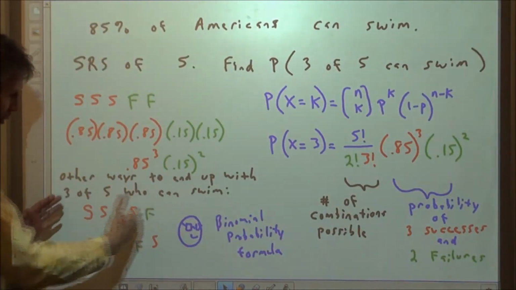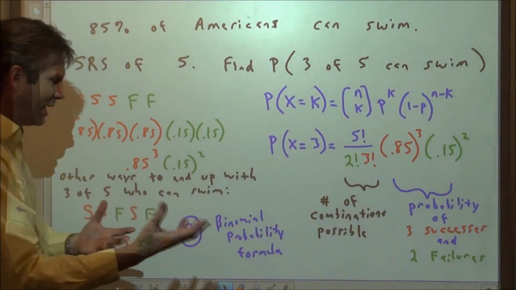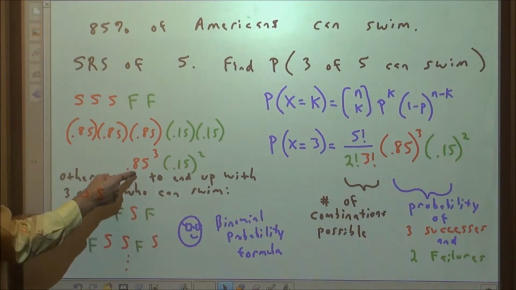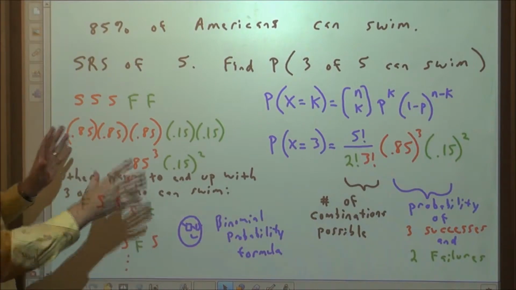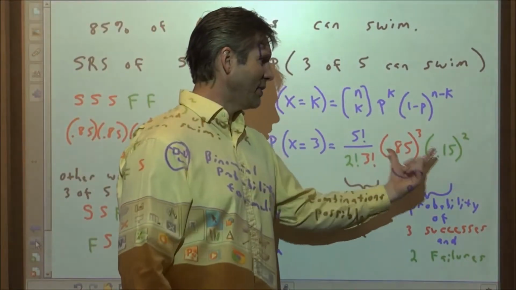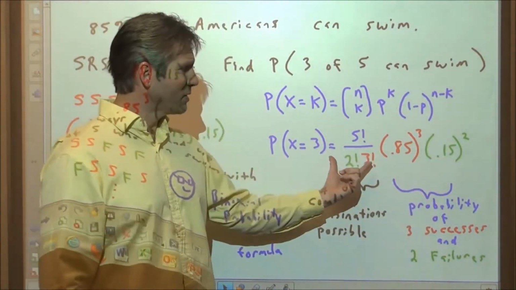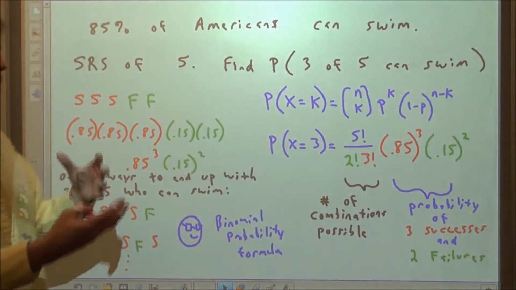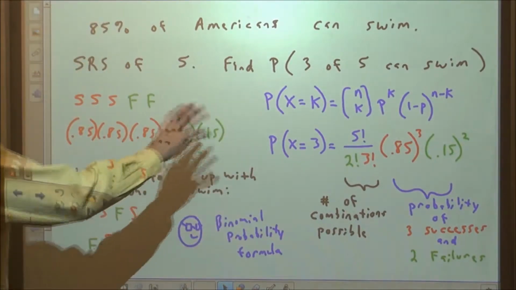Because no matter which persons we selected were the 3 who could swim or the 2 that could not swim, in the end, the probability of getting 3 swimmers and 2 non-swimmers is going to be the success rate to the third and the failure rate to the second. So if you put all this together, this formula makes a lot of sense. For each combination, this is the probability of getting 3 swimmers out of 5, and this multiplies it by the number of combinations, the number of ways that you can end up with 3 of the 5 people being swimmers. So the binomial probability formula makes sense.